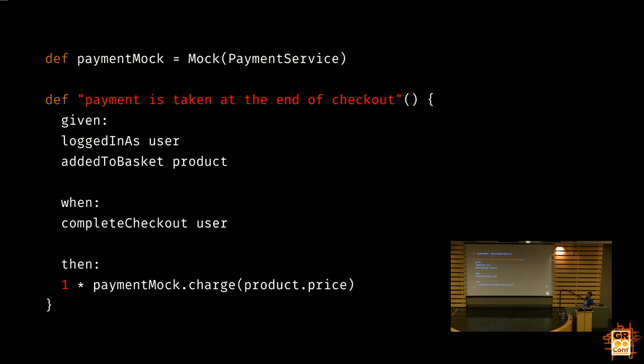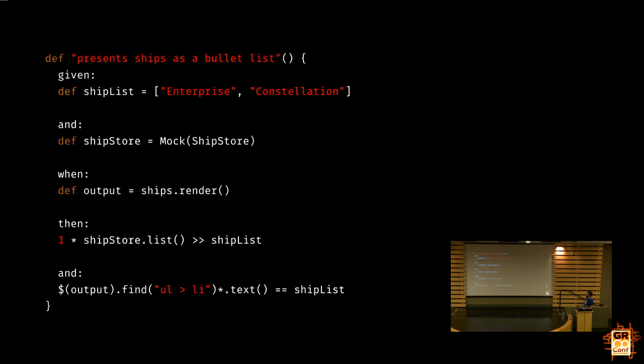What are we looking at here? So here we're logging in, adding something to a basket, completing a checkout process, and then we're saying, right, our credit card gets charged. This is good. Payment mock is a mock. We're testing one time something happens to it with certain parameters. That's good. Here is a bad example of using a mock where we've got a dummy list of ships.